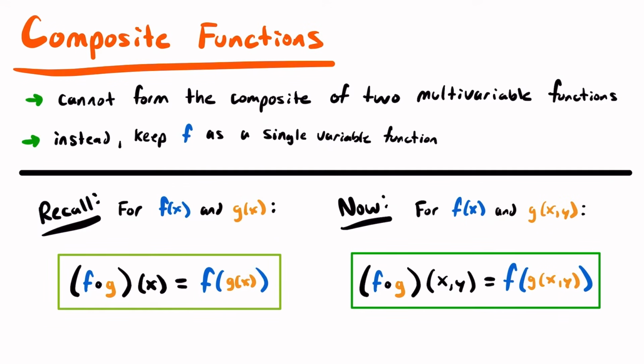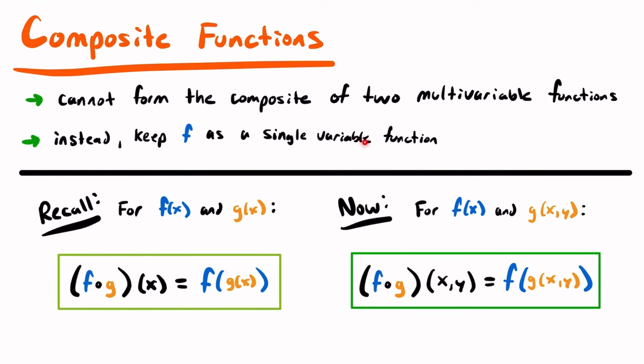But something that is a little bit different is composite functions. Unlike with single variable functions, you will not be able to form the composite of two multivariable functions. In other words, you will not be able to plug a multivariable function into another multivariable function. Instead, what you can do is create a composite function where the function you're plugging into, f, is a single variable function. All right, now what do I mean by that?